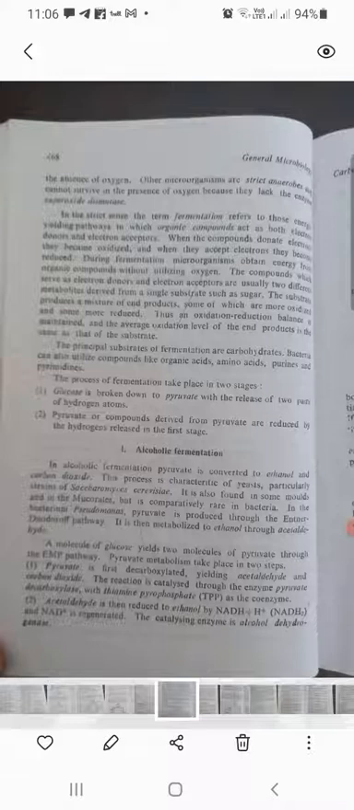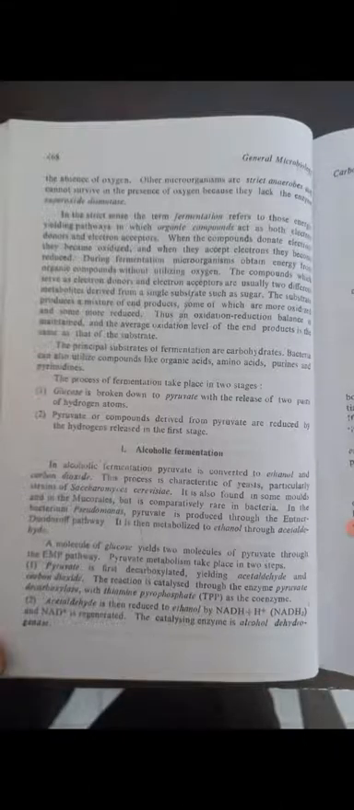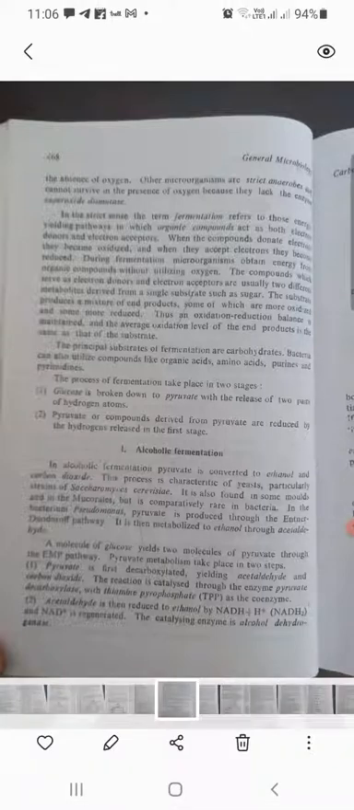Now we will discuss alcoholic fermentation. In alcohol fermentation, pyruvate is converted into ethanol and carbon dioxide. This process is characteristic of yeast, particularly strains of Saccharomyces cerevisiae. Some molds are also used, and it is comparatively rare in bacteria. In bacteria, Pseudomonas is used. Pyruvate is produced through the ED pathway. It is then metabolized to ethanol through acetaldehyde.